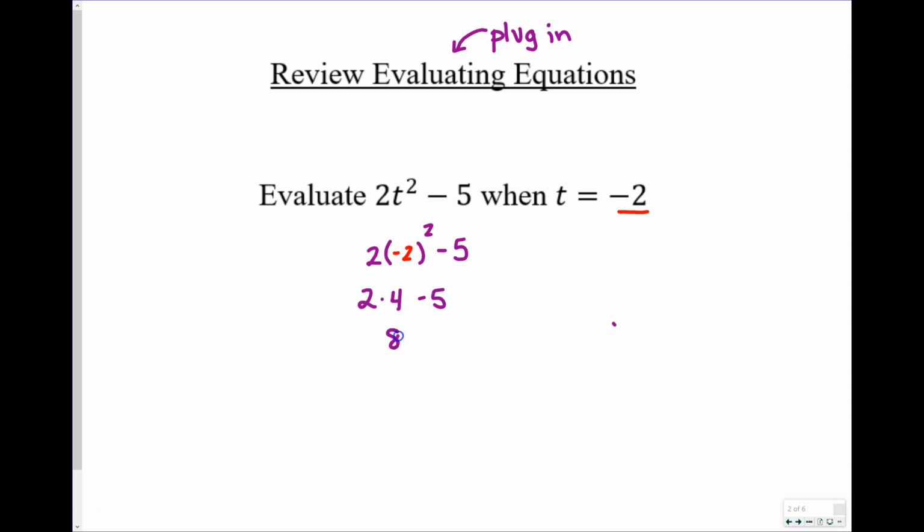2 times 4 is 8. 8 minus 5 is 3. So I've evaluated this equation when t equals -2, and I've gotten an answer of 3. So that's evaluating, something we did a while ago in the semester.